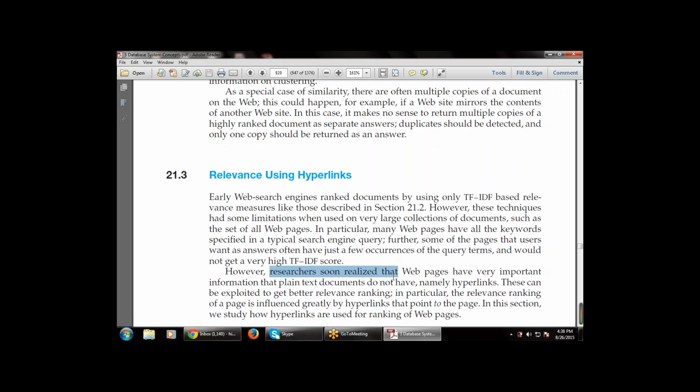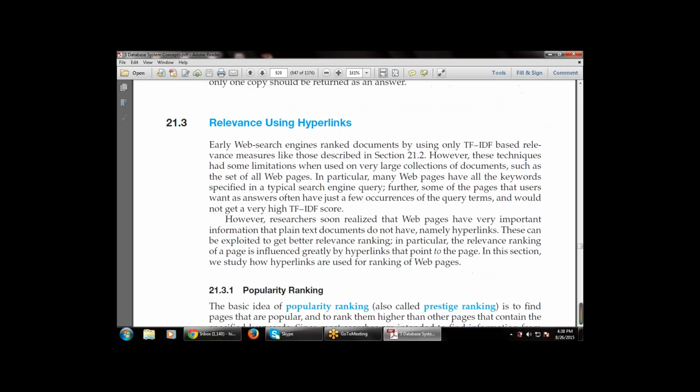However, researchers soon realized that web pages have important information that plain text documents do not have, namely the hyperlinks. These can be exploited to get better relevance ranking. In particular, the relevance ranking of a page is influenced greatly by the hyperlinks that point to the page. So whatever content is good is pointed to by the hyperlinks of the web pages.